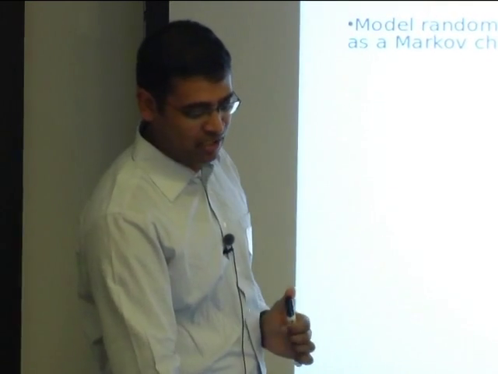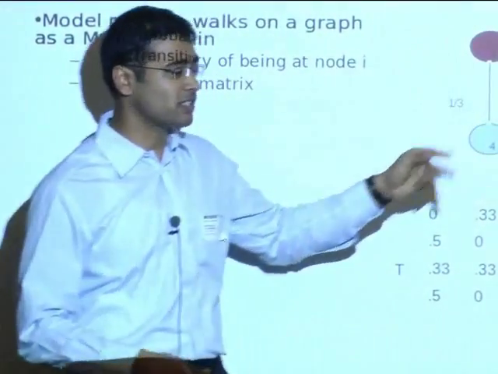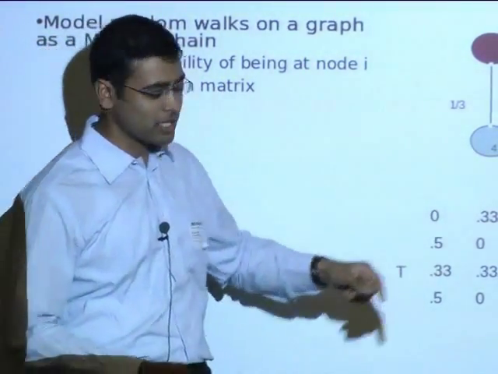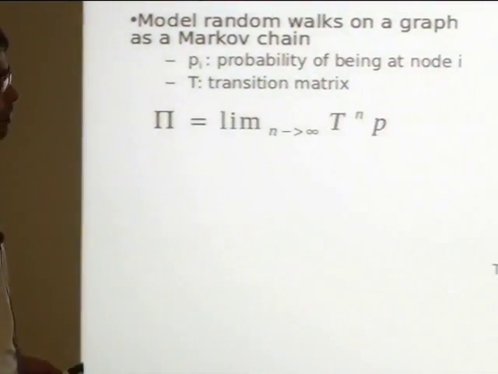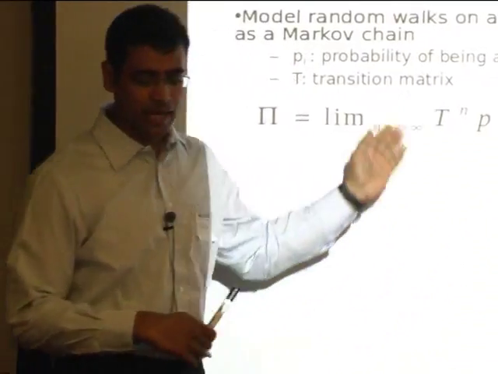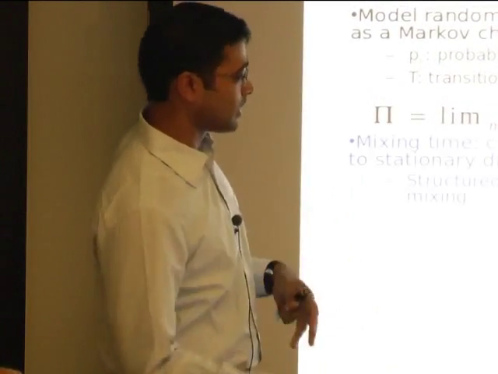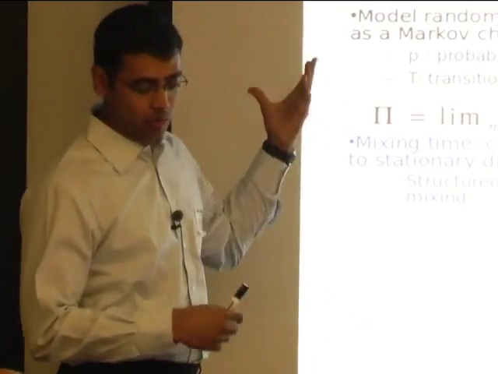Okay, so a random walk: starting from a single node, you go to various other nodes with some transition probability. Write that down like a matrix, and then you can compute the probability of where you will be after n steps by an algebraic equation like that. And this tells you a lot of information about what kind of topology you have.